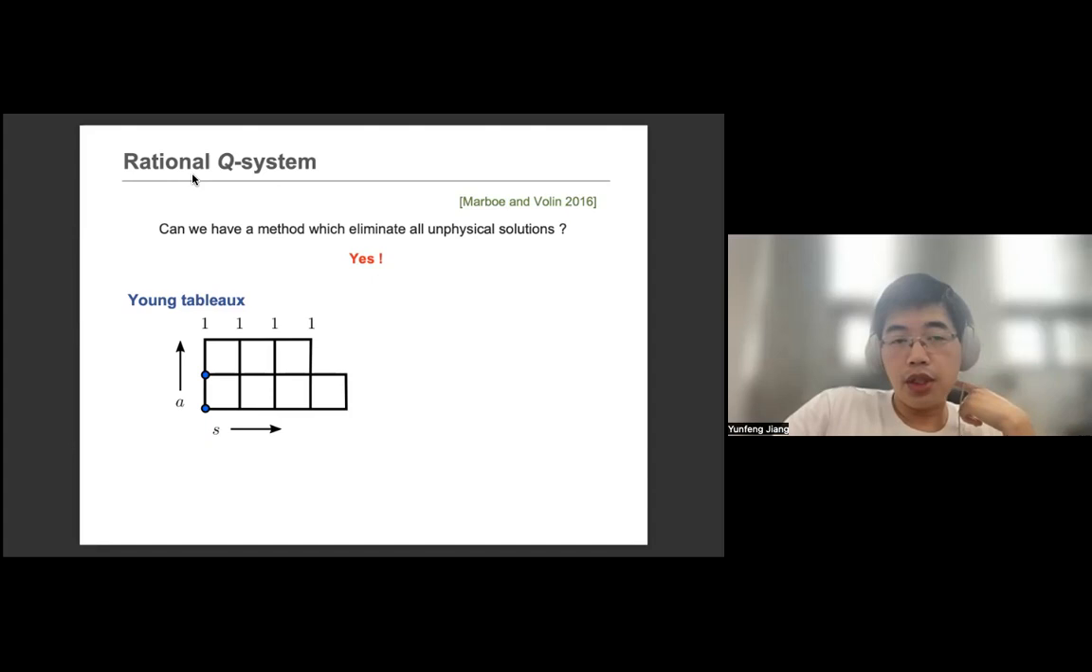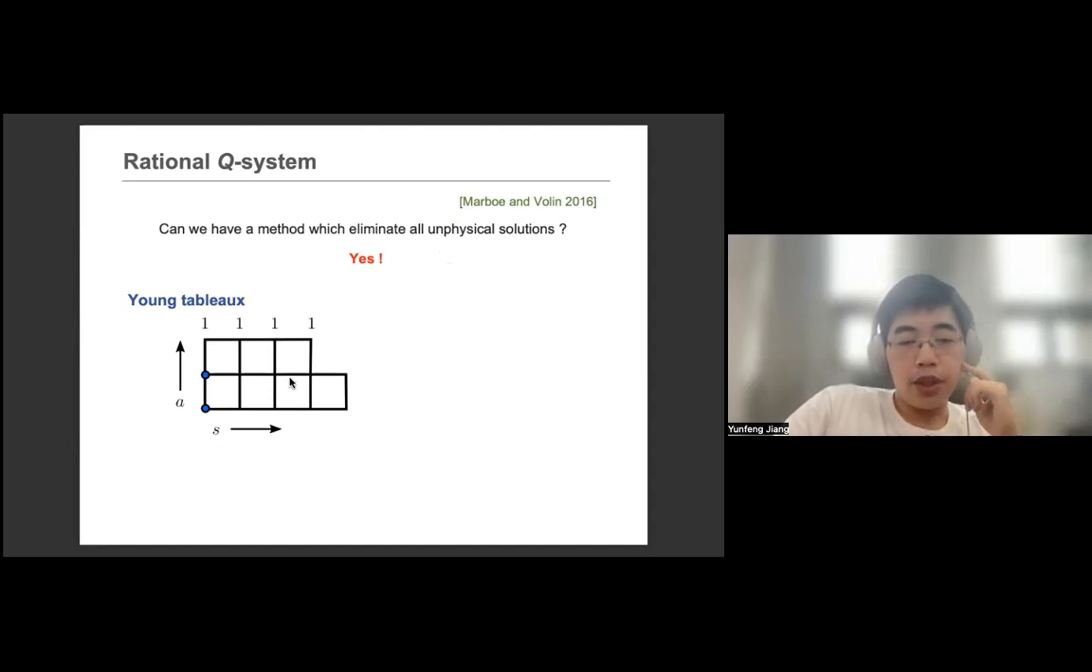And this approach is called the rational Q-system approach. It was proposed by Marboe and Volin in 2016. Actually, when they proposed this, there was not a full understanding of why the Q-system works. People just found that when you solve it, it's efficient, it's nice, it gives only the physical solutions. But the mechanism behind it was not fully understood. It was only after a few years that people understood why it works, and it's related to what we have discussed so far. But anyway, let me first just introduce to you what the rational Q-system is.